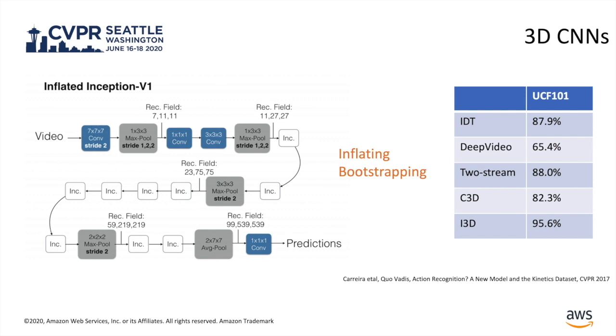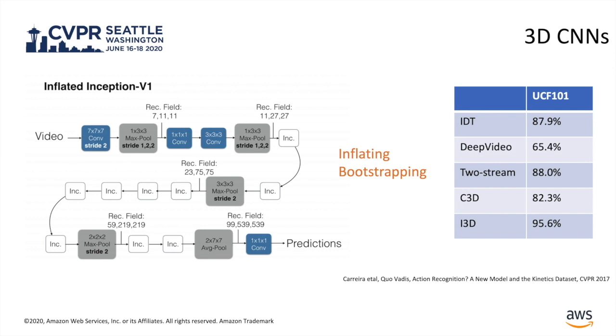One possible reason people tend to believe is that 3D networks are hard to optimize. Hence, after 2 years, i3D was proposed to address this problem. The two major contributions from i3D are inflating and bootstrapping.